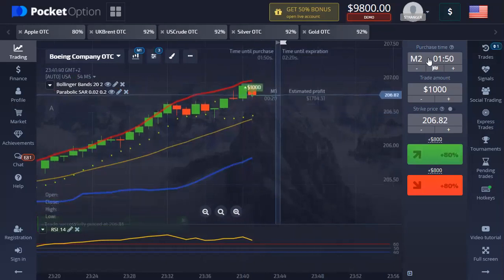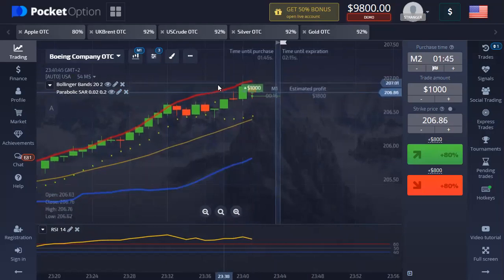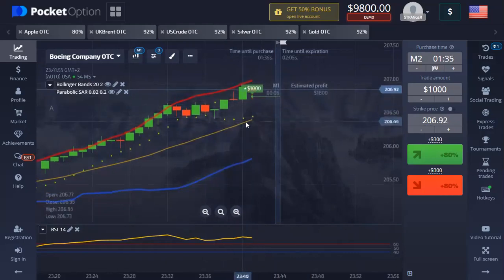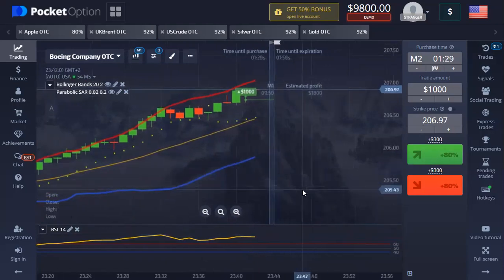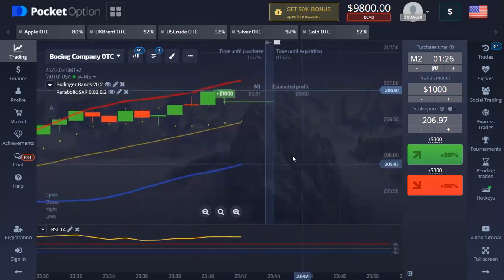The only reason I went in, I changed it to 2 minute because I got this green candle. It's pretty close to this red Bollinger Band. And it's an engulfing candle. So that's 2 confirmations. Got the parabolic dots below the candles, 3 confirmations. It's above the middle line, 4 confirmations. And the RSI line is above the 60. That's my 5th confirmation, right?